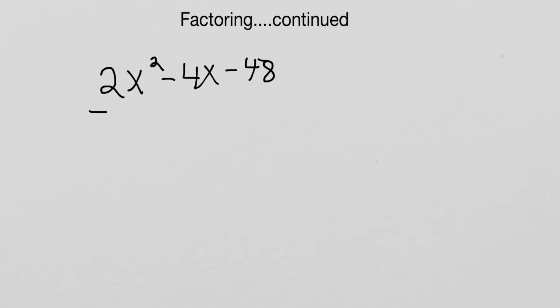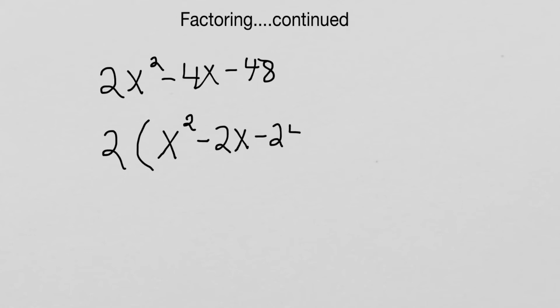Right? So if they're all even, they're going to be divisible by 2. And if I divide by 2, watch what happens. If I divide 2x squared by 2, I'm just left with x squared. If I divide negative 4x by 2, I get negative 2x. And if I divide negative 48 by 2, I get minus 24.